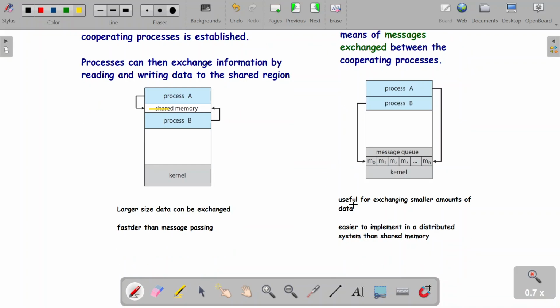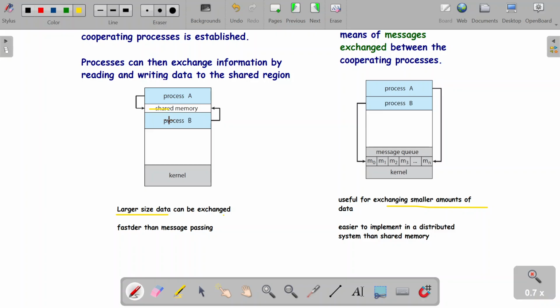Message passing is useful for exchanging a small amount of data, whereas shared memory is useful to handle larger sizes because it is available in a common space. Message passing is easier to implement in a distributed system because of the messages. But in shared memory, it is easy as accessing memory is faster.